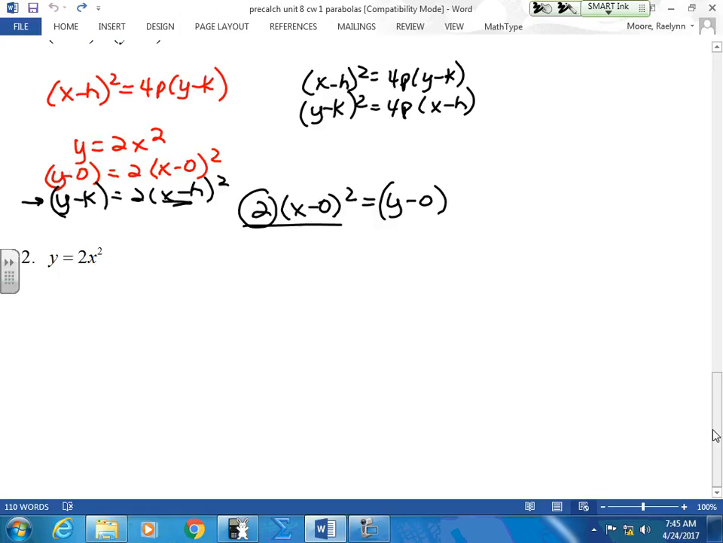Okay. If I divide by 2, what am I actually dividing by 2? What's in front of this? What's the number in front of this? 1/2. Now this number makes a difference to us. That's the P. That's the P.